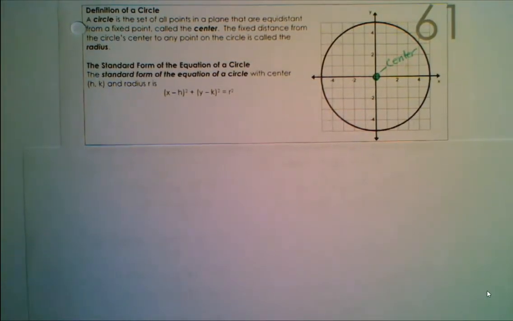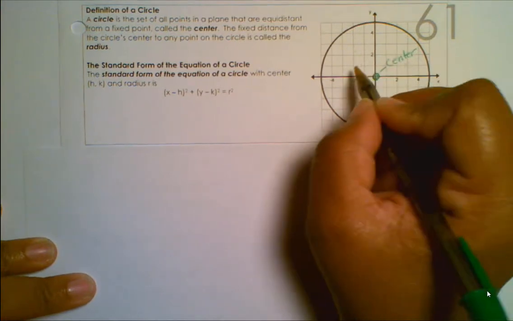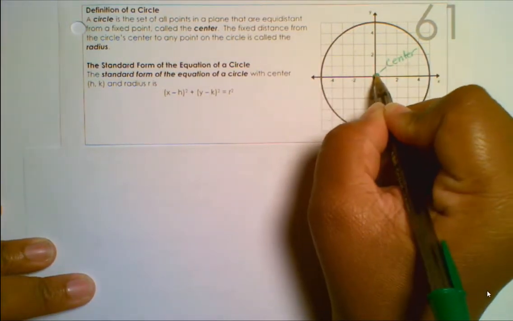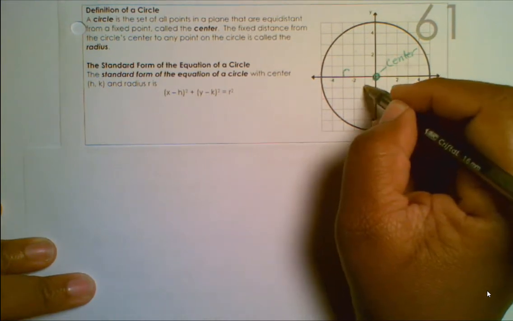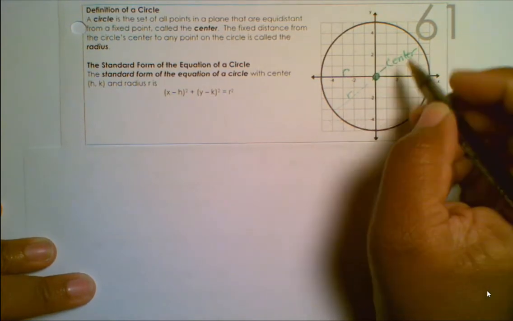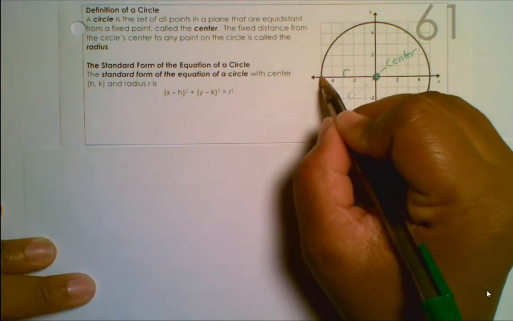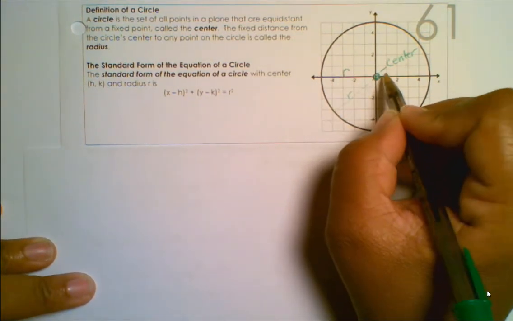The fixed distance from the circle center to any point on the circle is called the radius. Okay, so from the circle to the center is called the radius. Doesn't matter, we can go at a diagonal. If we wanted to find the radius, we could look along the x-axis, the y-axis, but from the circle itself to its center, that is called the radius.